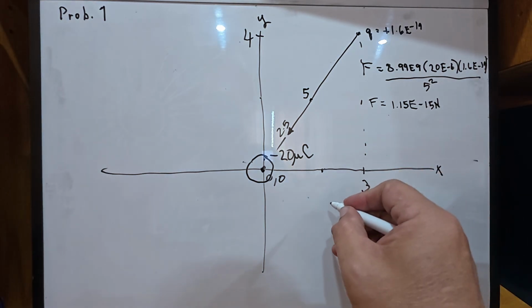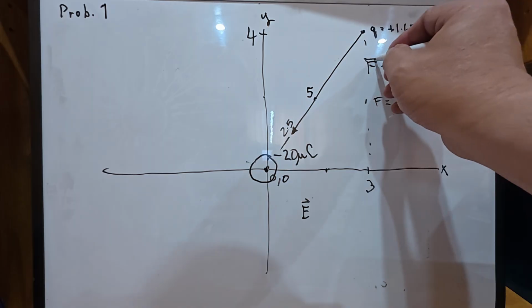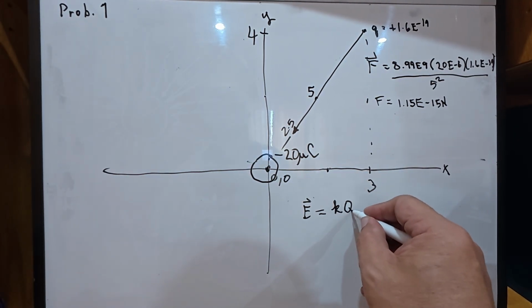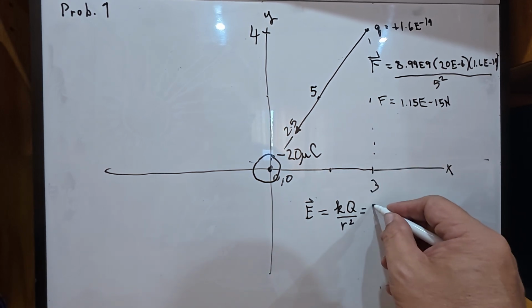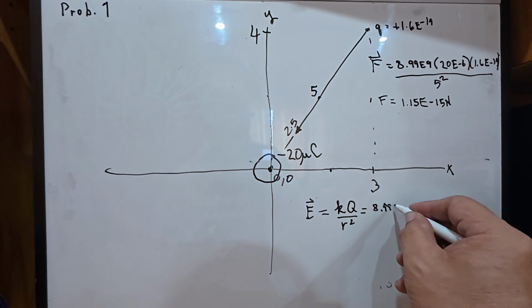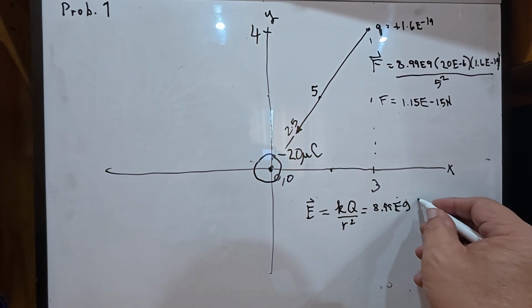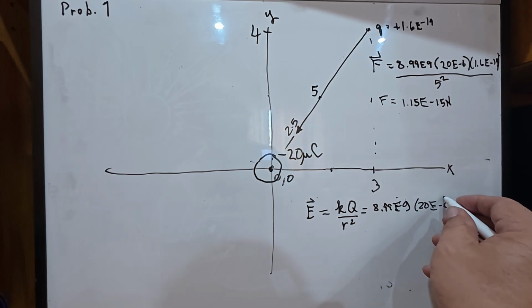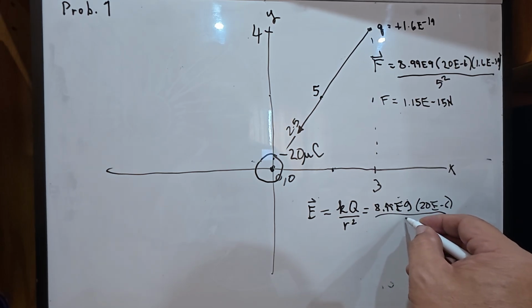And the electric field strength, E, and that's a vector too, is equal to kQ over r squared. And so that's 8.99 e to the ninth times 20 e to the minus 6 divided by 25.